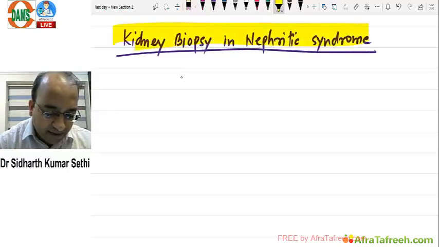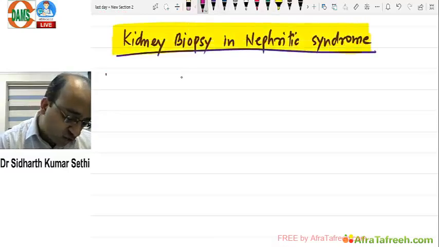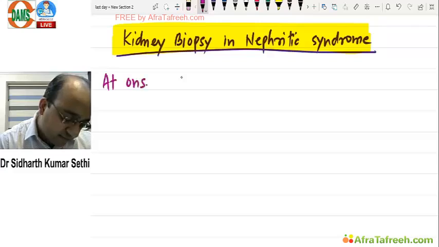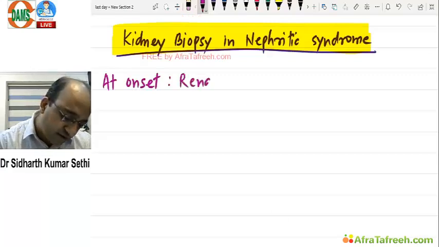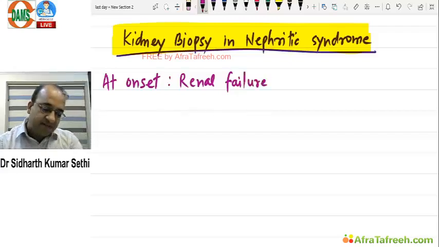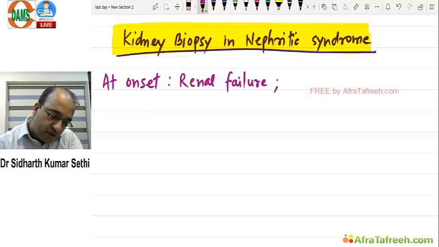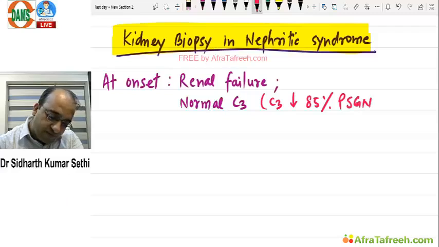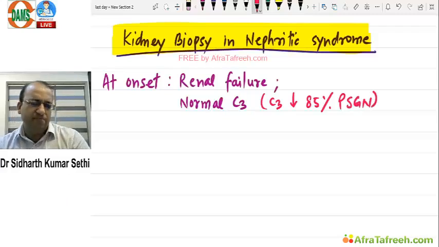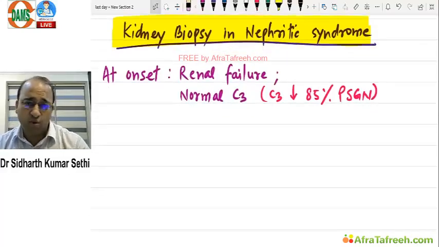So when will we do a kidney biopsy? Let's divide this into two. At onset, if a patient comes to you in renal failure. At onset, suppose the patient has normal C3. Please remember, C3 is low in almost 85% of post-streptococcal glomerulonephritis. So if C3 is normal, maybe this is something else, and we may do a kidney biopsy.